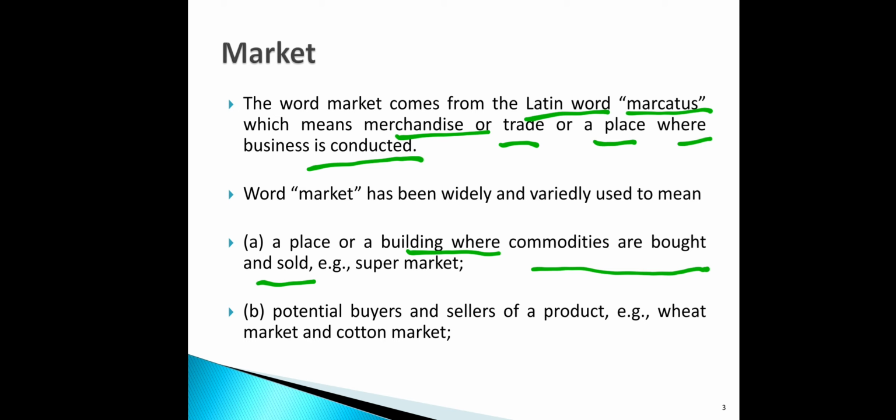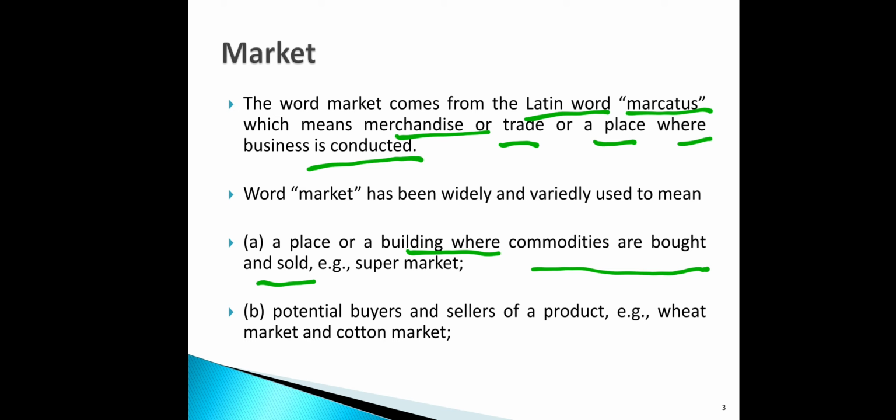For example, a supermarket is one example of a market. A supermarket is a place where commodities are bought by the supermarket and sold to the customer. So it is a place, and that is a market. The second meaning is potential buyers and sellers of a product. So the two widely and variedly used meanings are the place where commodities are bought and sold, and the potential buyers and sellers of a product.